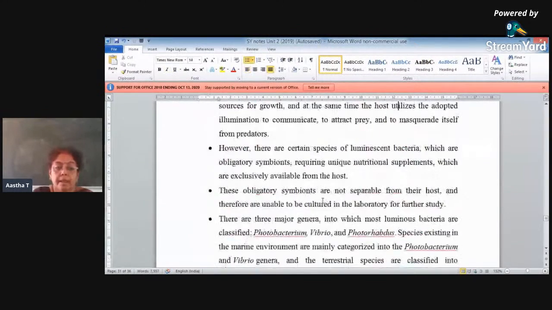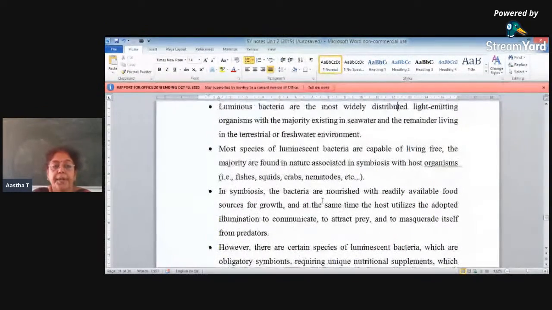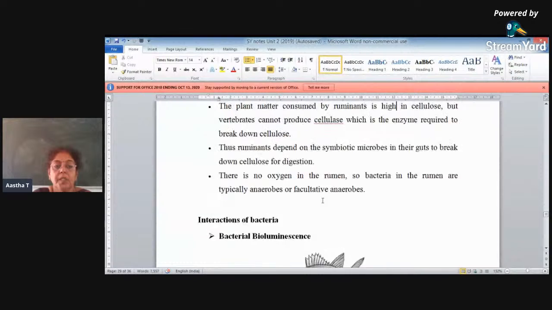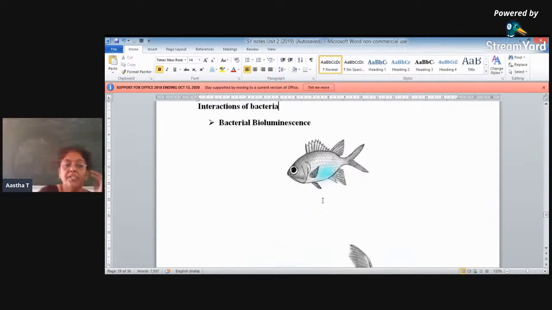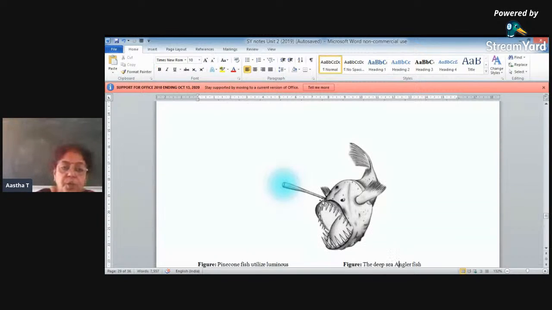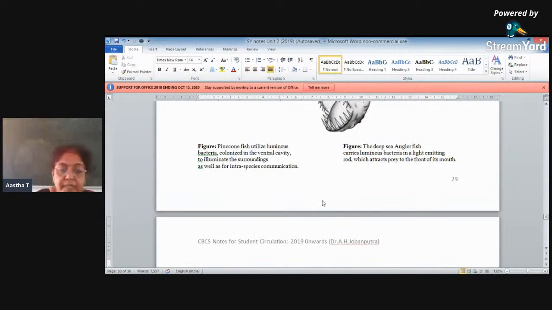Once again we'll repeat in short. In interactions with bacteria, the first example is bacterial bioluminescence. This is a property shown by bacteria which contain specific enzymes that have the ability to show luminescence, that is, a blue-green type of glow.